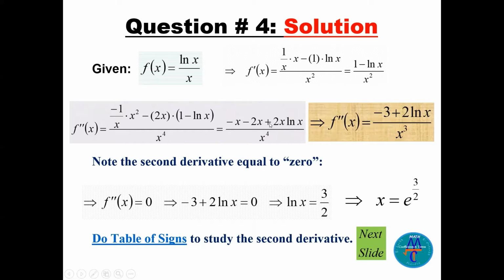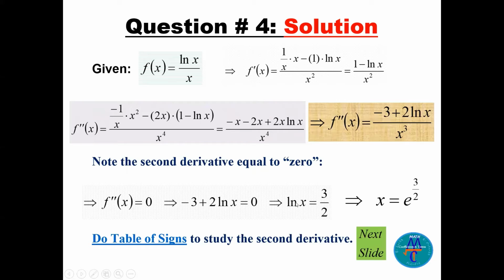And here we see there is an x common factor. It will be cancelled with one of the x's here. So we get minus 3 plus 2 ln of x divided by x cubed. Now we make the second derivative equal to 0. F double prime is equal to 0. So minus 3 plus 2 ln of x is equal to 0. ln of x is equal to 3 over 2.